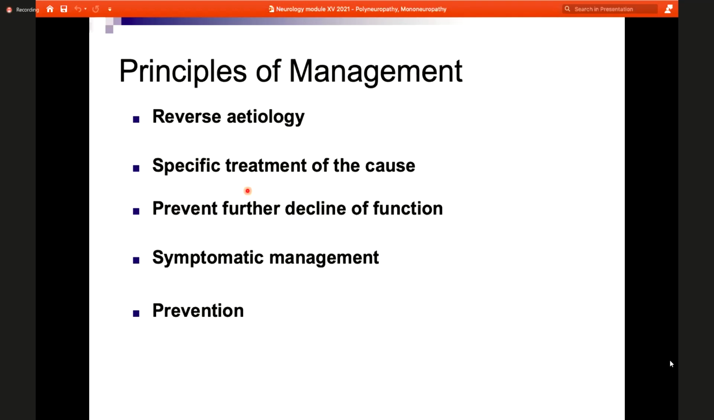Some of the conditions have specific treatment. For example, if it is hypothyroid neuropathy, you treat hypothyroidism. If it is diabetes, you treat diabetes. Then you can prevent further decline of function, and this is partly by giving specific treatment and partly by supportive measures. Then symptomatic management, because the patients may have symptoms like pain, discomfort, dysesthesia, and so on. So those can be treated symptomatically. Then finally, prevention.